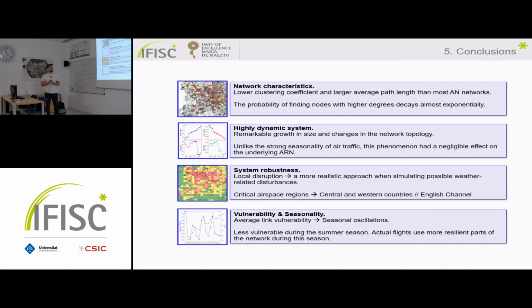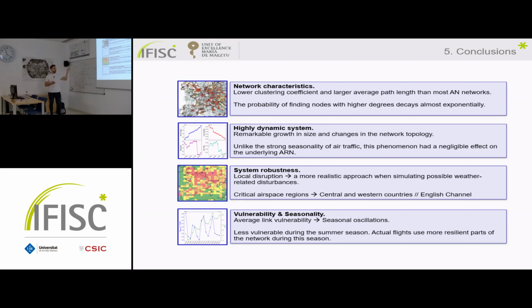First of all, the European airspace network has been found to have a lower clustering coefficient and a larger average path length than most airport networks, and its degree distribution resembles an exponential one. Secondly, we have answered the question of whether this system is a static or a dynamic one by seeing that there's a remarkable growth in size and significant changes in the topology of the network.